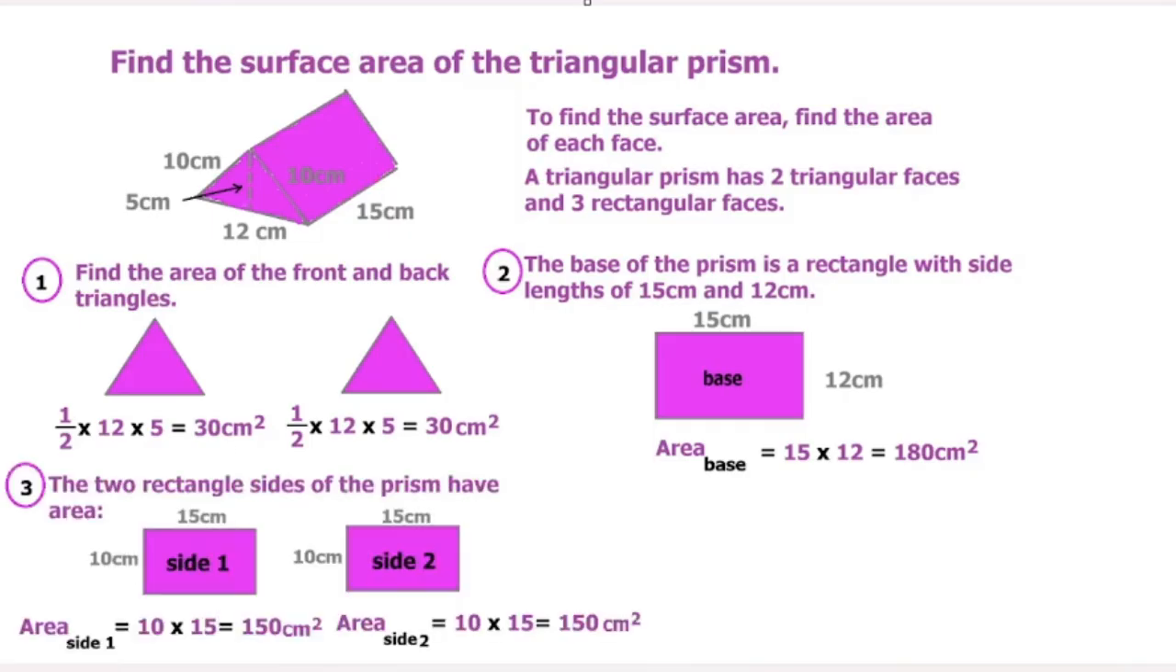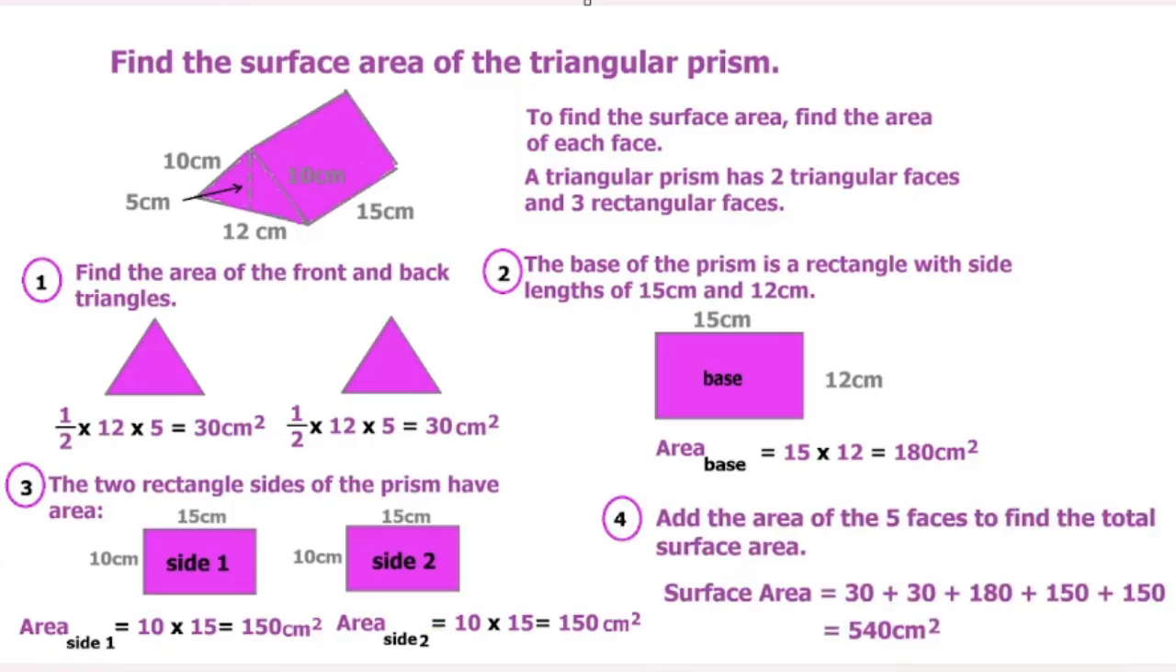Now the third thing is to get the area of the 2 rectangles, the sides of the prism. So the area is 10 times 15, which is 150 centimeters squared, and there's 2 of them, so the area for side 2 is the same. Okay? So that's just the area of this side, and then the opposite side on the other side.